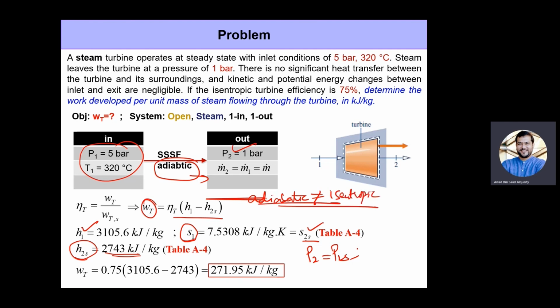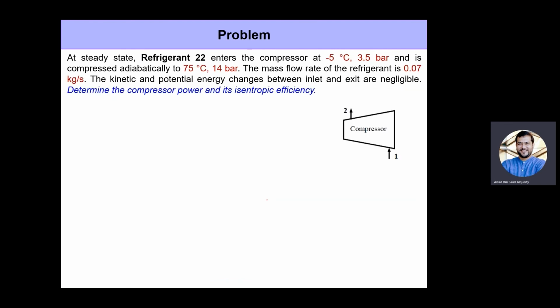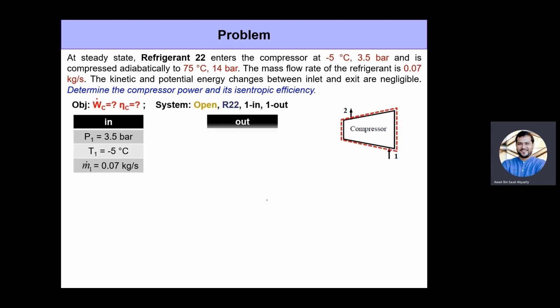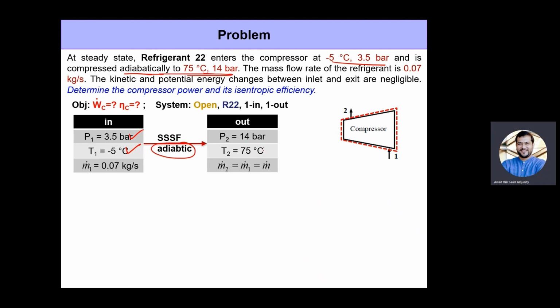Okay, so now let's go ahead and solve one more problem. Here, let's deal with the compressor. We have a compressor which is taking in refrigerant R22, and it enters the compressor at -5 degrees Celsius and 3.5 bar. This is compressed adiabatically, so again we're dealing with adiabatic compression, to 75 degrees Celsius and 14 bar. The mass flow rate is also provided: 0.07 kilogram per second.